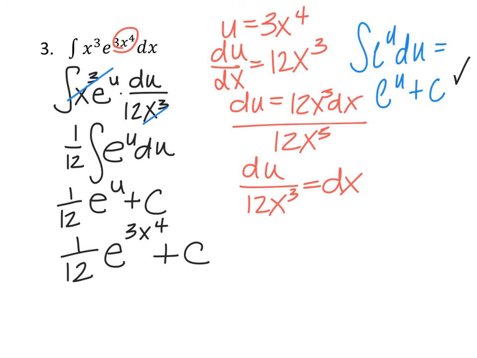Now, one thing I'm realizing that I haven't said much in class, but I want to bring up here, is you might be able to notice some patterns. And there are some students that will go from step 1 all the way down to this 1/12 e to the u plus c, with the u being 3x to the fourth. I need you to show me how you get this 1/12. And if it's because you have seen a pattern that works for these types of problems, I understand that. But your work is very important to me.